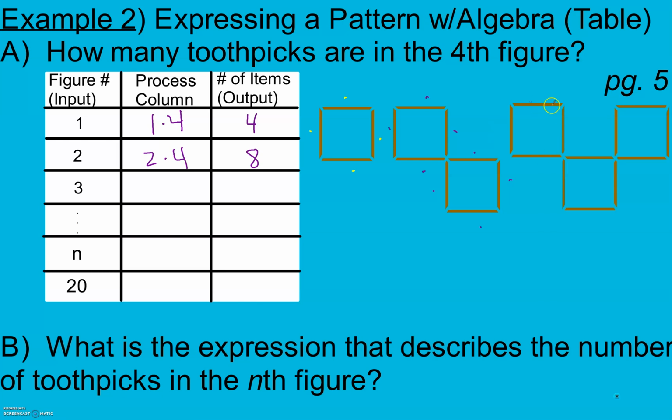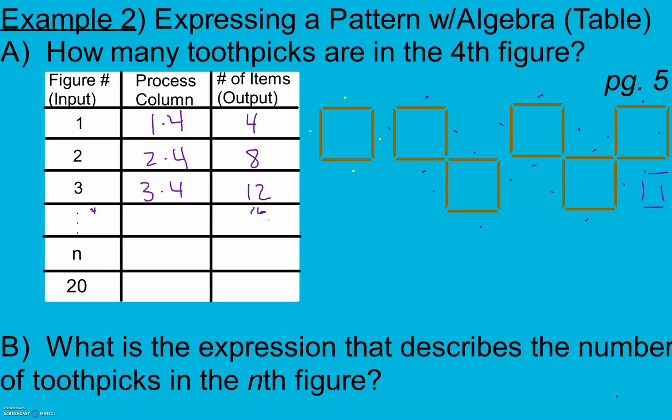Figure 3 has 3 big squares made from toothpicks, and each one of them has 4 sides. So we have 12. Now, that's pretty easy to figure out, but if we want to know our fourth figure, we could pretend to add another square onto this side and count them up if we wanted. 1, 2, 3, 4, 5, 6, 7, 8, 9, 10, 11, 12, 13, 14, 15, 16. So it's probably going to be 16 for 4.